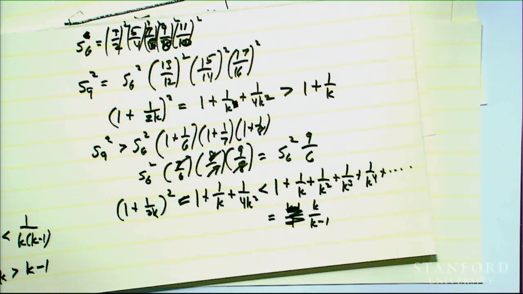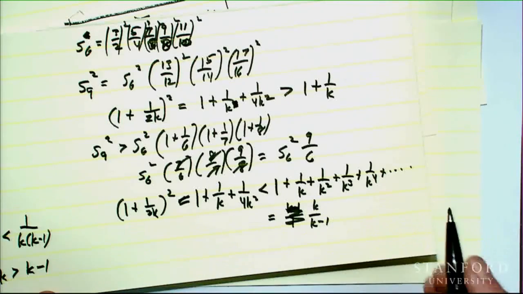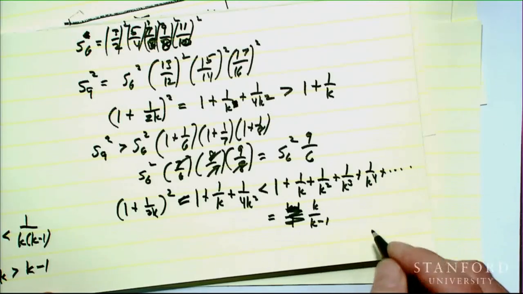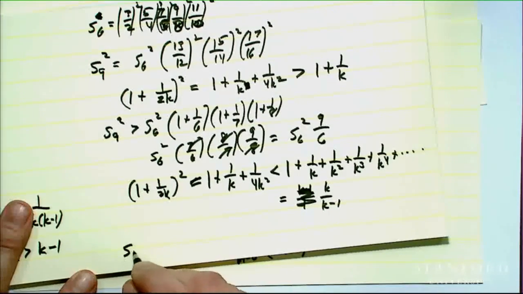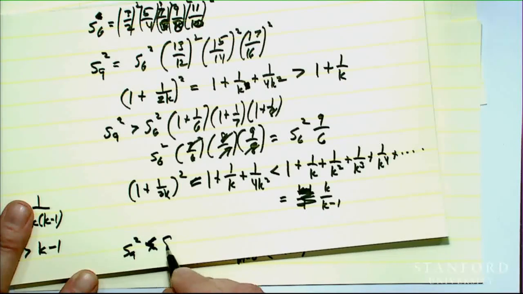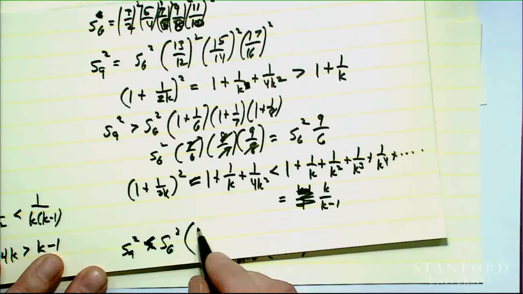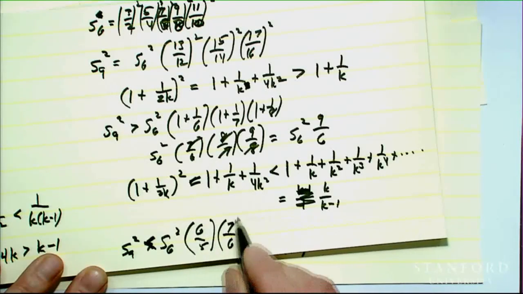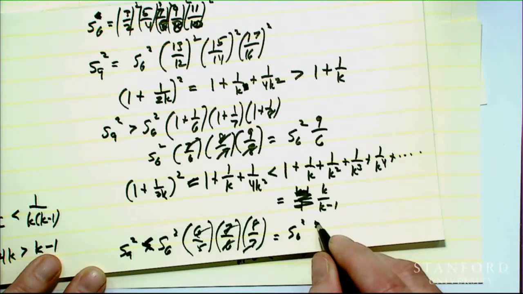It's just again the sum of 1 over 1 minus 1 over k. So if you take 1 over k to be z in that other formula that I had, this is 1 over 1 minus 1 over k, which is the same as k over k minus 1. So therefore, S9 squared is less than S6 squared times, put k equals 6, so you get 6/5, and then 7/6, and then 8/7. So again, the canceling is going on, but now we're left with S6 squared times 8 over 5.